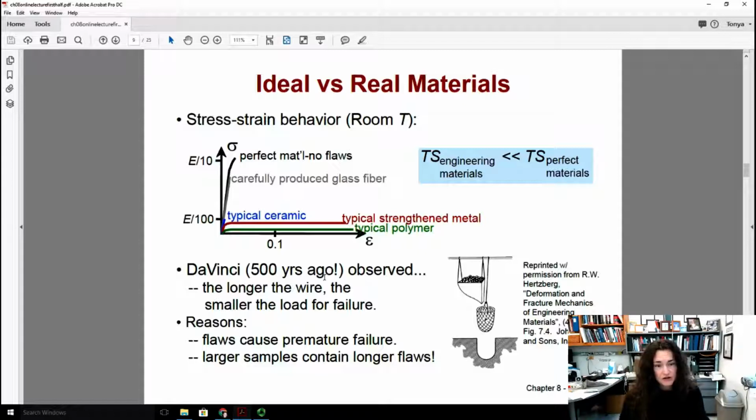Da Vinci, 500 years ago, actually observed that the longer a wire, the smaller the load required for that wire to fail. Okay? And that's because the longer the wire, the more likely that it is that you have flaws within the material, right? And those flaws can cause premature failure. And of course, larger samples contain longer flaws and more flaws. And here's a little image of what his experiment probably looked like.